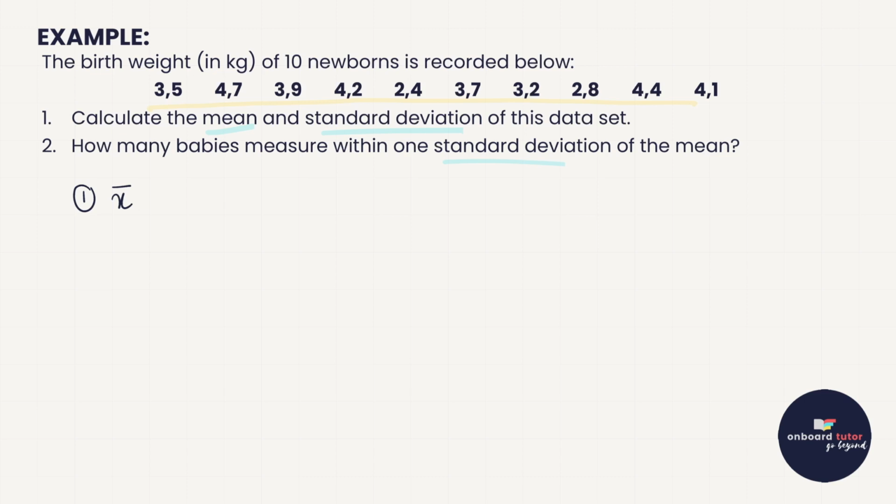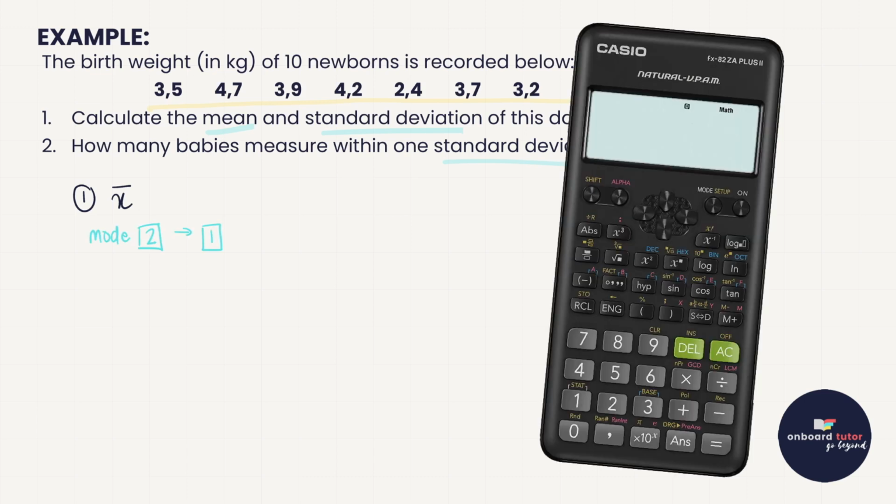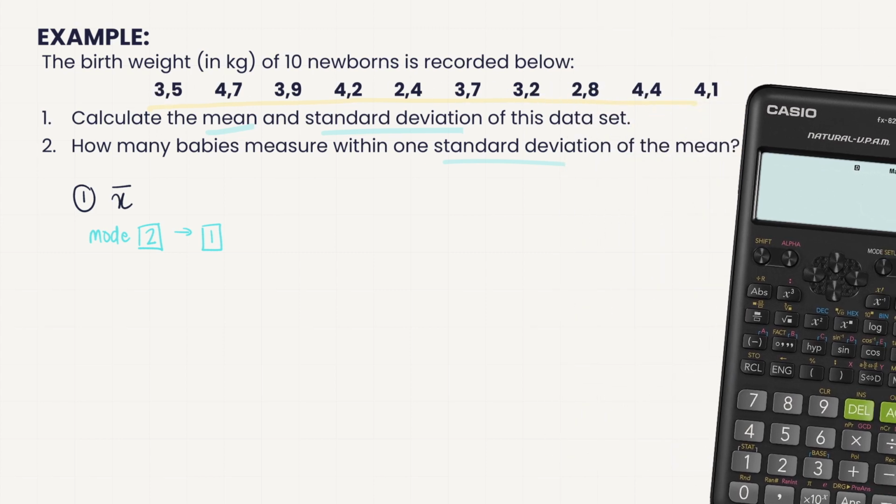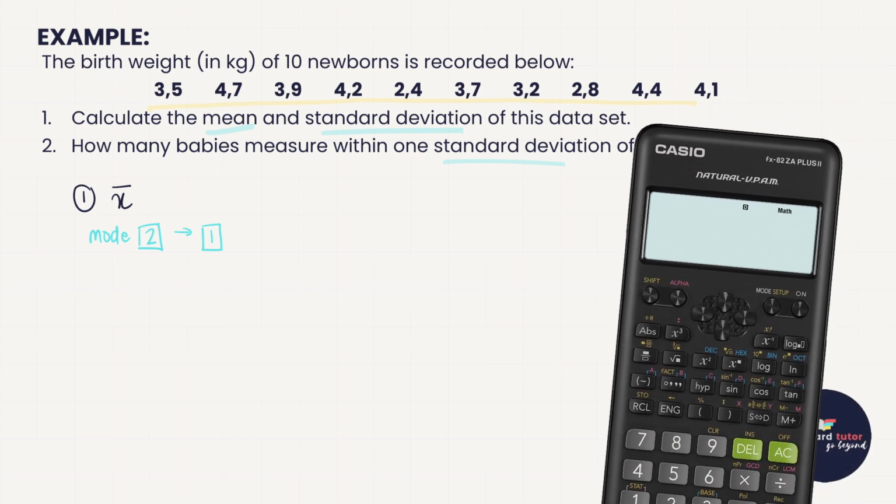How do we do it? Well, we need to get our calculators ready. The first thing we're going to do is say mode, 2 for stats, and then 1 for variance. That's going to get us to the right place. So mode, 2, 1. Now we can start to input this data. The calculator will give us a table that we're going to populate.